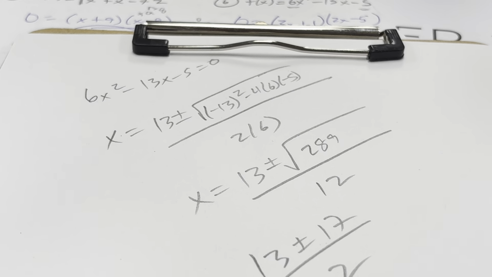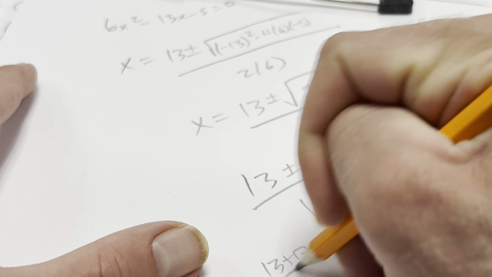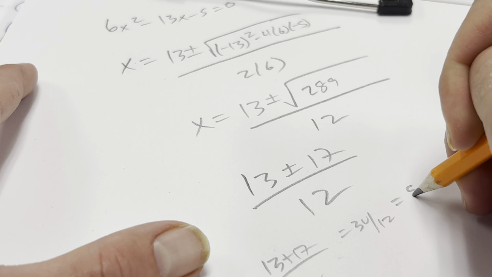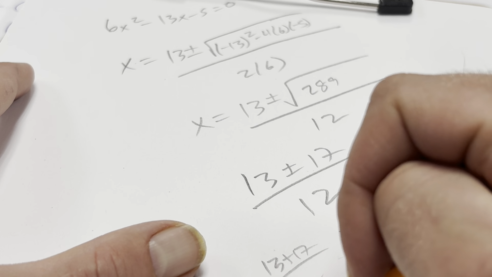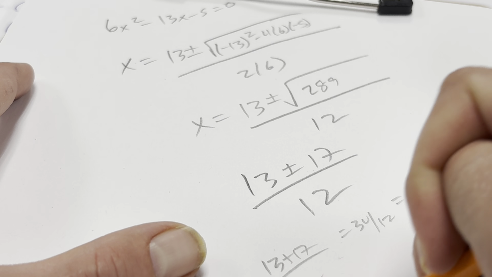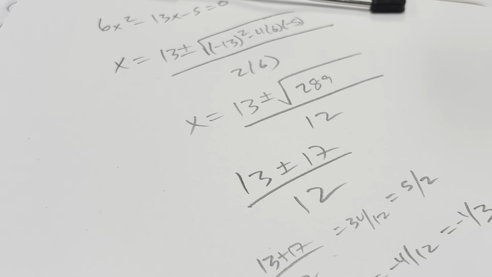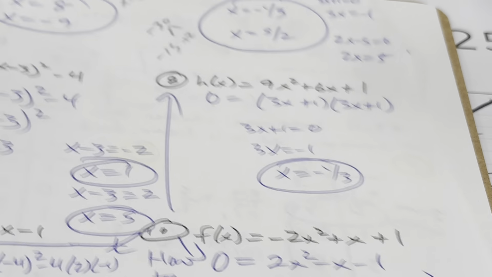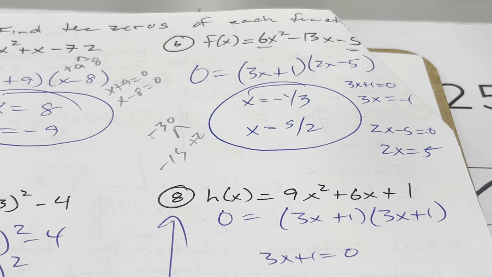All right, so you'd have to continue with this. You'd have to do 13 plus 17 over 12, which is 30 over 12, which is 5 over 2. And then you have 13 minus 17 over 12. You have a -4 over 12, which is -1/3. All right, 5 over 2 and -1/3, which is what we get there. All right, so knowing how to factor is going to make us a lot quicker.